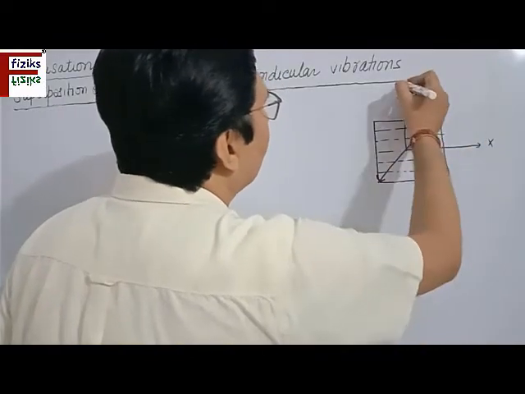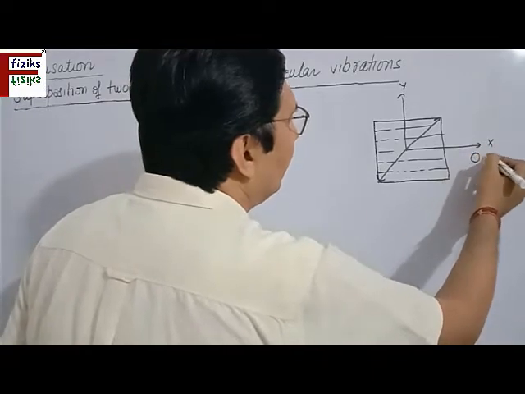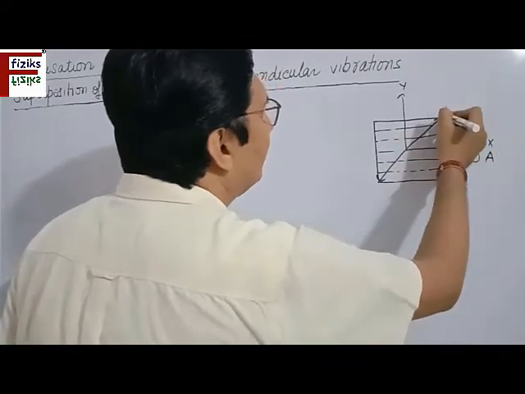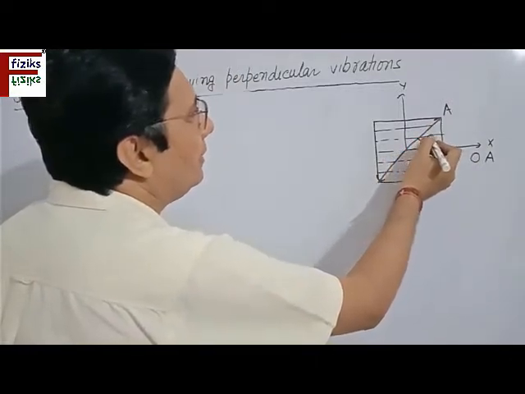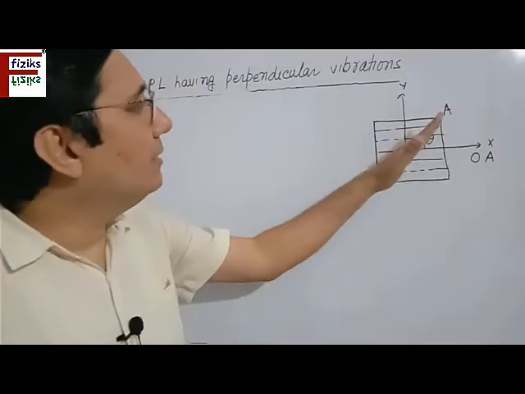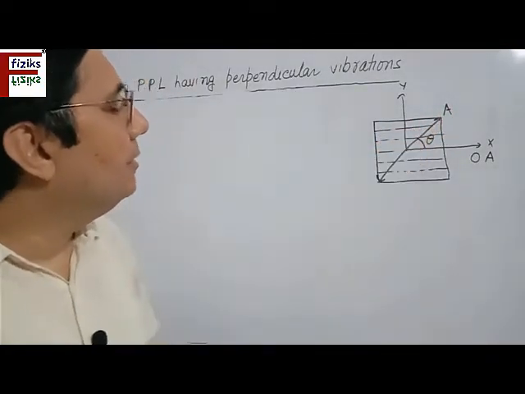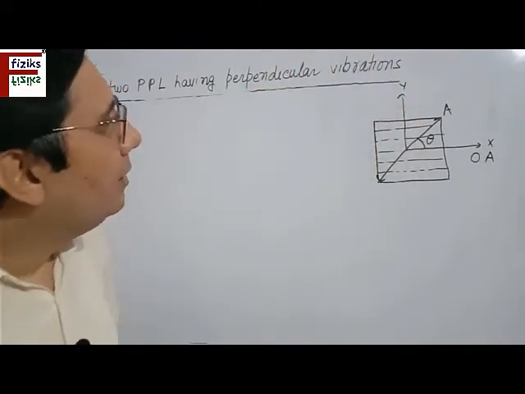So a plane polarized light having electric vibrations in this direction is incident on this. Suppose this is x direction, this is y direction. X direction is also the direction of optic axis. This is the amplitude of the vibration, and this vibration is making an angle theta with respect to optic axis. So a plane polarized light is incident on this doubly refracting crystal having optic axis parallel to this face.